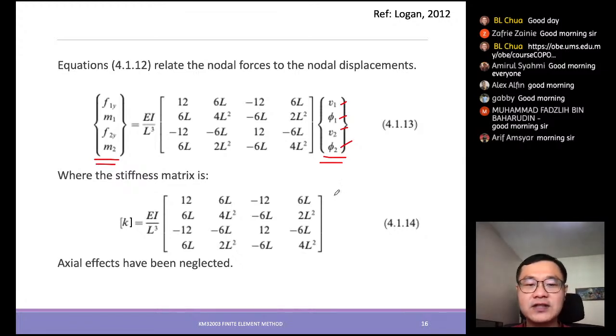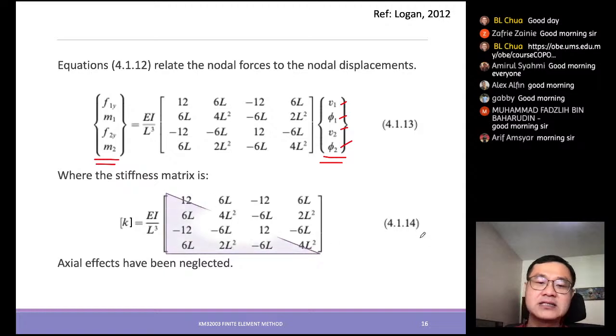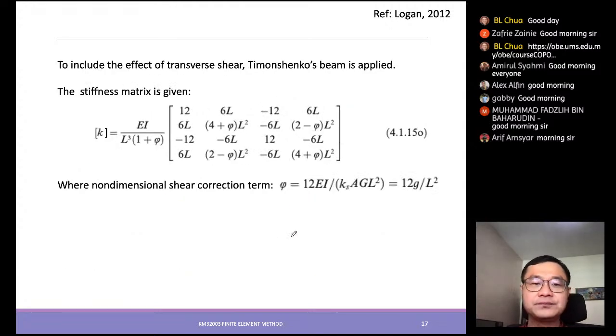From this stiffness matrix itself, you can see that it's 12, 6, 12, 6. Then you can realize that it is a symmetrical matrix. The 6 and 6 are the same, so it is a symmetrical stiffness matrix. If you want to include the effect of transverse shear, then you have to apply Timoshenko's beam theory as well, and that would be in this form. This is just for additional knowledge only.